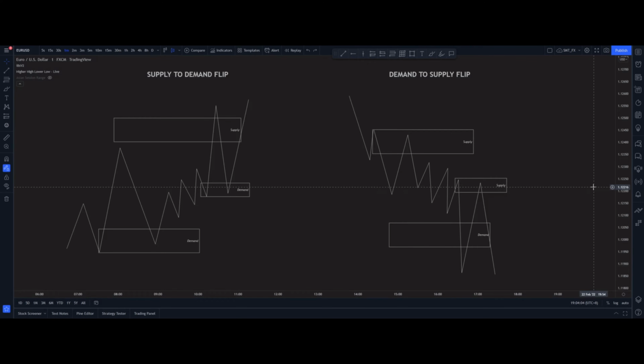So let's talk about the first flip. We have supply to demand flip. Now from the words supply to demand, you'll be able to understand that we're talking about moving from a supply zone to a demand zone. So I'll basically explain briefly what this scenario looks like.